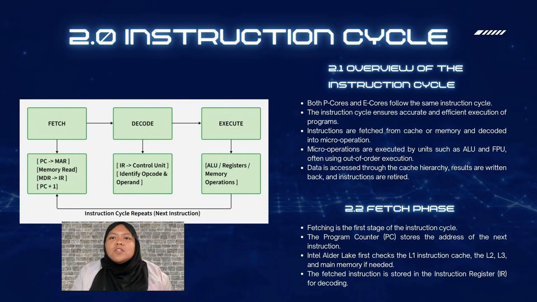Once the instruction is retrieved, it is placed into the instruction register, where it is held temporarily so that it can be decoded and prepared for execution. The PC is then updated to point to the next instruction address, ensuring correct program flow. In Intel Alder Lake, advanced prefetching mechanisms and branch prediction are used to improve fetch efficiency, especially on performance cores, allowing instructions to be fetched quickly and continuously to support high performance while maintaining accuracy and power efficiency across both performance cores and efficiency cores.